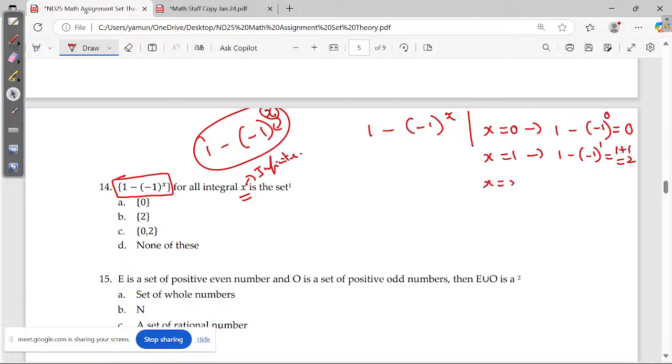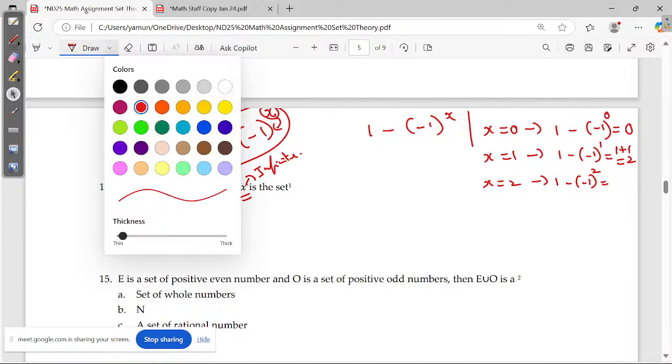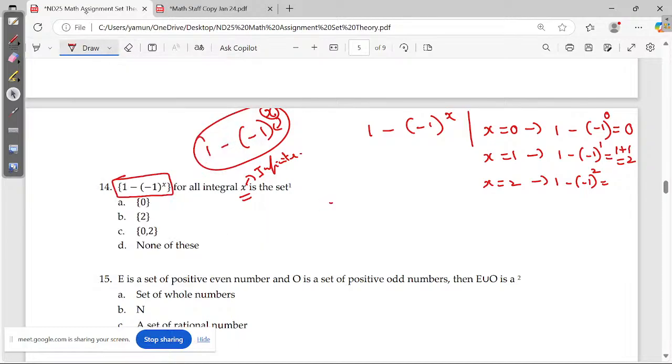Then x equal to 2. 1 minus (minus 1) power 2. This will become positive, so 1 minus 1 is 0. So I have taken positive values. Now let me try for negative values.